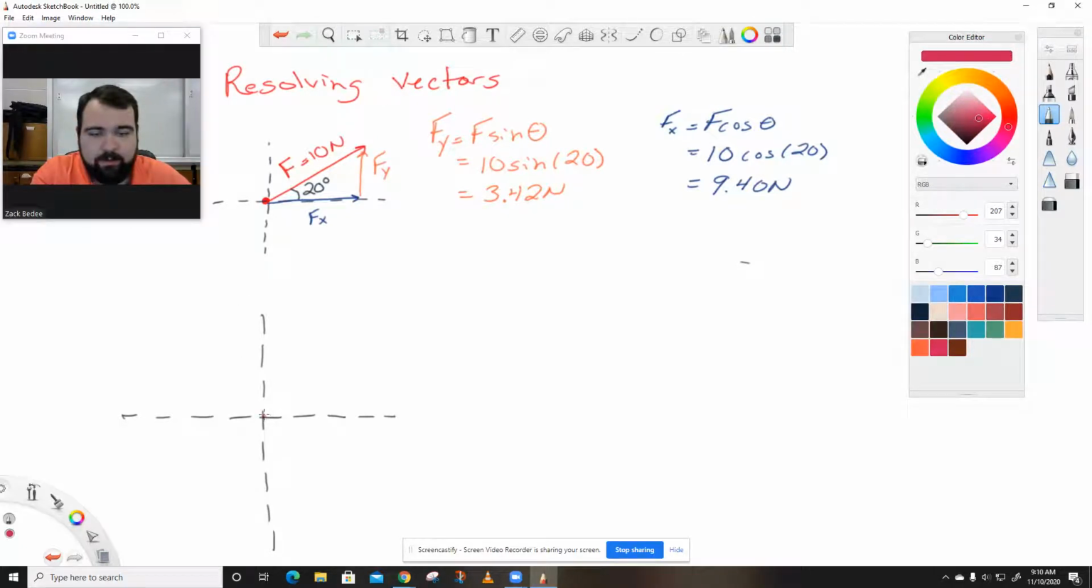So the first force, we're going to make that one 8 newtons. We will call this F1. That's going to be at an angle of 60 degrees. Our other force is going to be F2, which is going to equal 9 newtons. We're going to do that at 65 degrees.